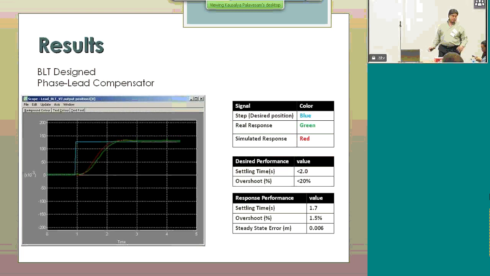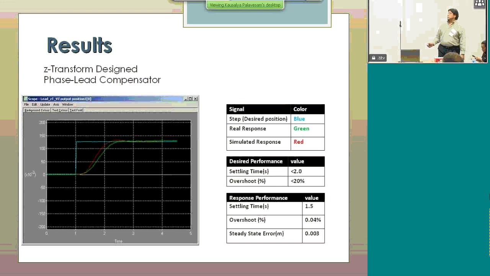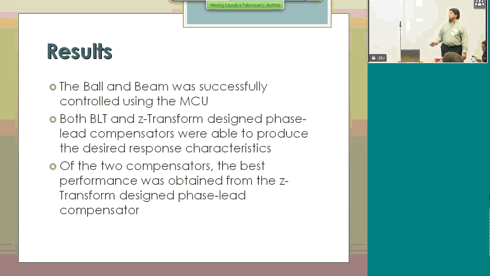This design was done with analog design, and the controller was transformed using the BLT, the bilinear transformation. And this design was done directly in the Z domain, so directly in the digital domain. So we could control the ball and beam system. We used both BLT and Z transform to design the phase lead. We're able to produce the desired response characteristics. And of the two compensators, the best that performed was the Z transform.